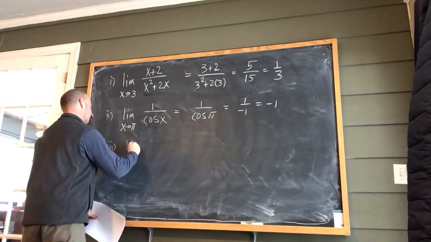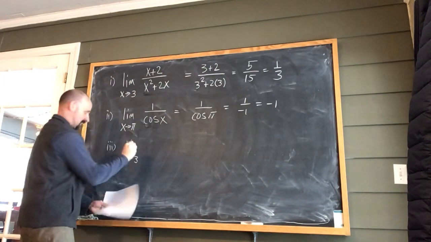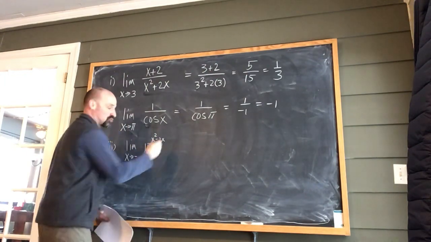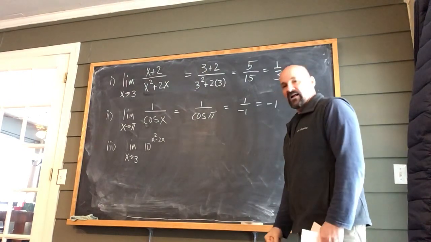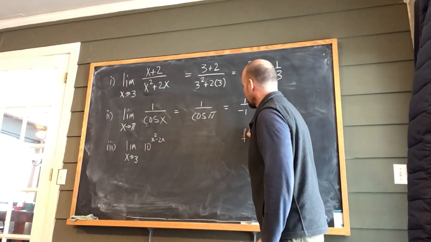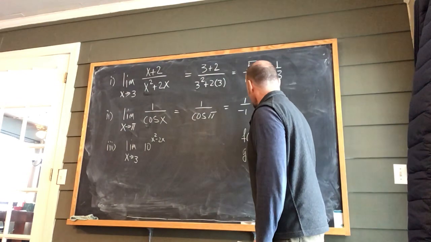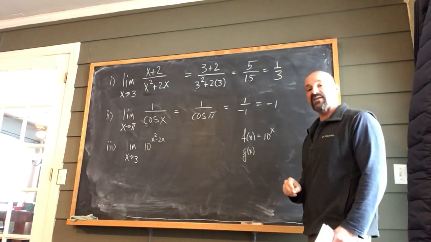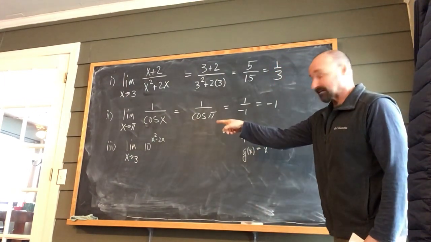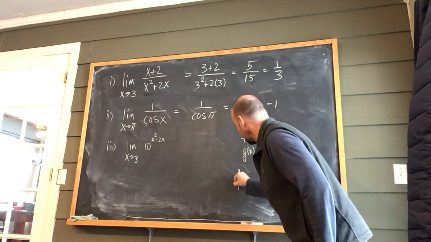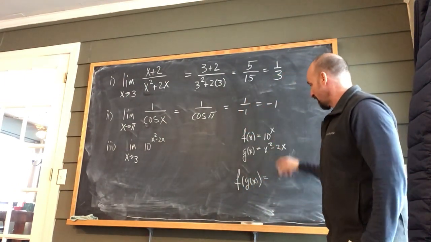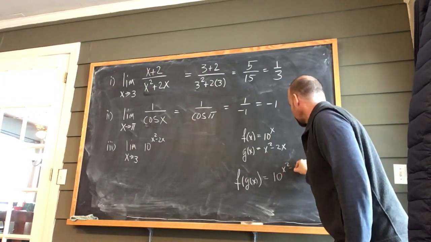The limit as x goes to 3 of 10 raised to the x squared minus 2x power. Okay, let me think of this function here as the composition of these two functions. Let's let f be the exponential function 10 to the x, and g be the function x squared minus 2x. And so that 10 raised to the x squared minus 2x, isn't it f of g of x? Drop this function into that function, I get 10 raised to the x squared minus 2x.